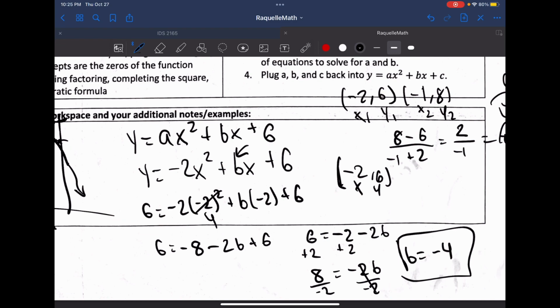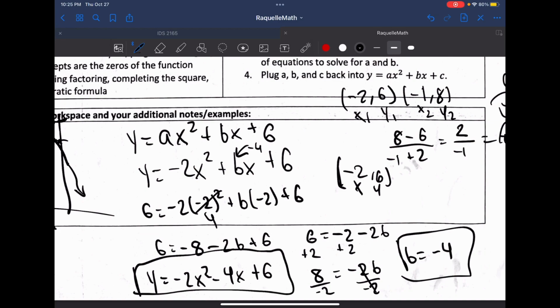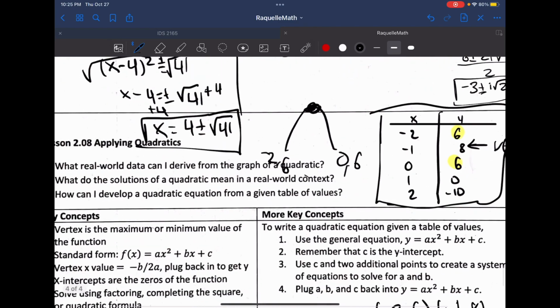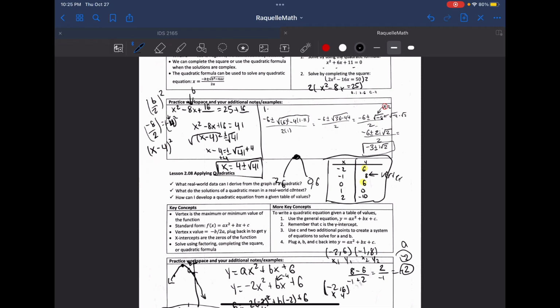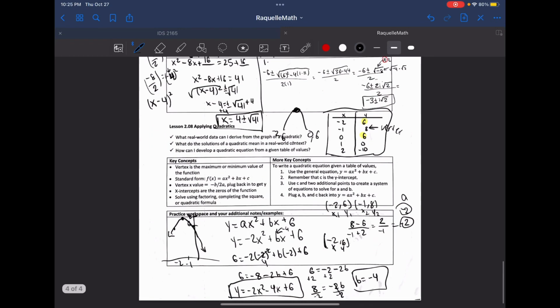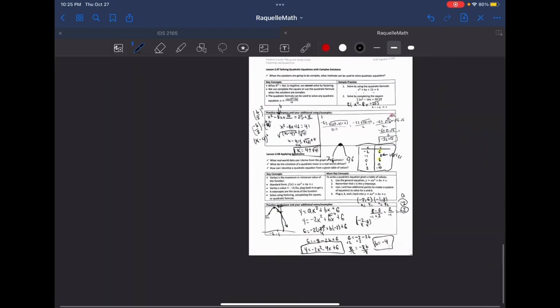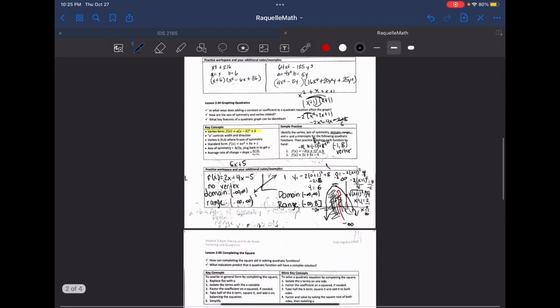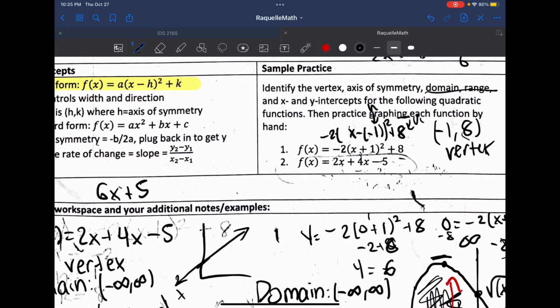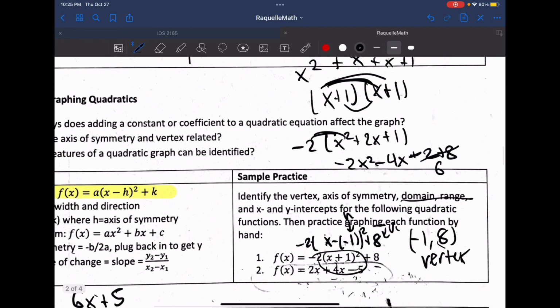So that is the answer. Sorry, I drew a blank, but y equals -2x squared minus 4x plus 6 is the correct equation given this table. I stole the table from the 2.4 problem, so you can double check that this is the correct equation by going up there. And as you can see, if this was worked out, it is that.